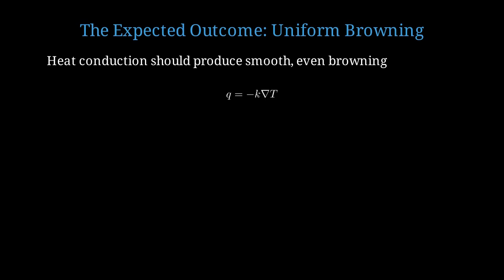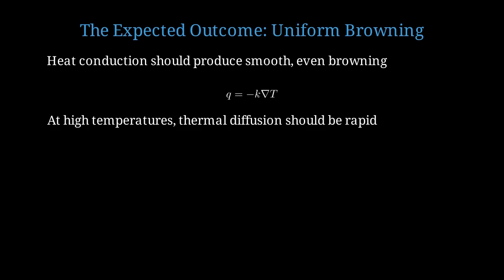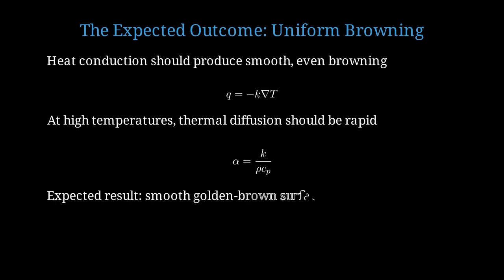Fourier's law of heat conduction tells us that heat flux Q equals negative K times the temperature gradient. Here K is thermal conductivity. At the extreme temperatures used in Neapolitan pizza ovens, around 485 degrees Celsius or 905 degrees Fahrenheit, thermal diffusion through the thin dough should be very rapid. The thermal diffusivity alpha equals K divided by density rho times specific heat capacity. For dough, alpha is approximately 1.4 times 10 to the negative 7 square meters per second. Based on this physics, we would predict a smooth, uniformly golden brown surface developing gradually over time.